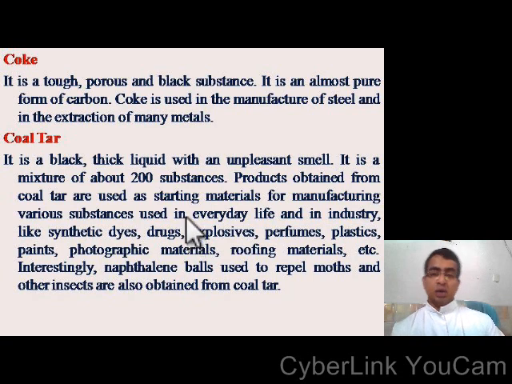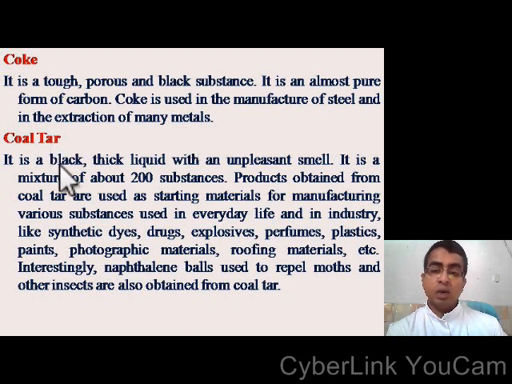So let us see coke. It is a tough, porous, and black substance. It is an almost pure form of carbon. Coke is used in the manufacture of steel and in the extraction of many metals.